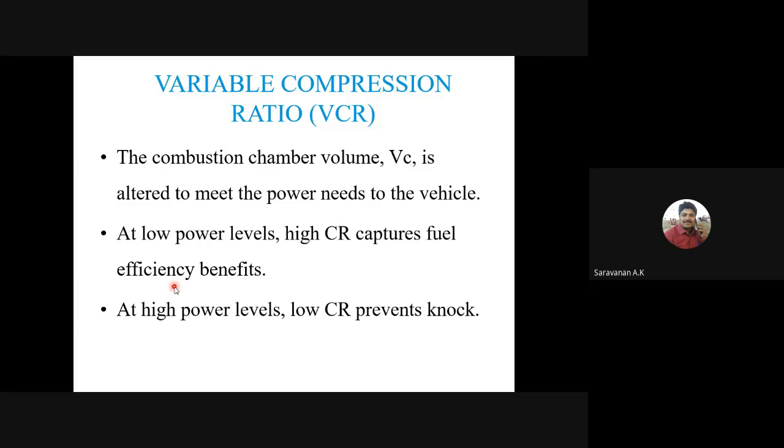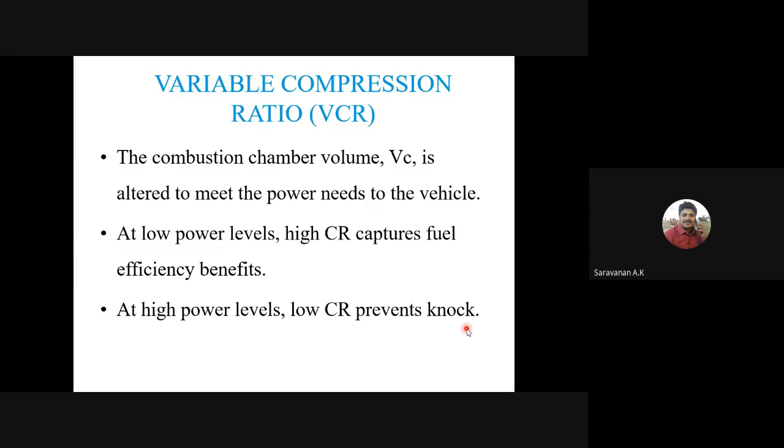The fuel economy will be good, so there we don't require more power. But in high power levels, the low compression ratio prevents the knocking condition. This is the main reason why, at the power condition, we use only the low compression ratios: because it will prevent the knocking condition and the detonations.